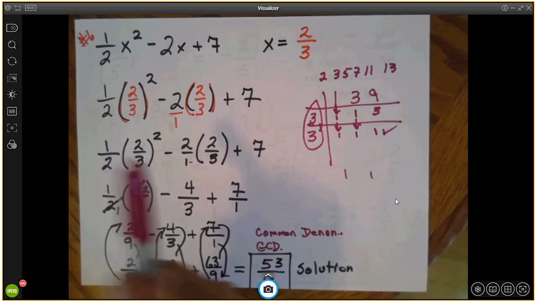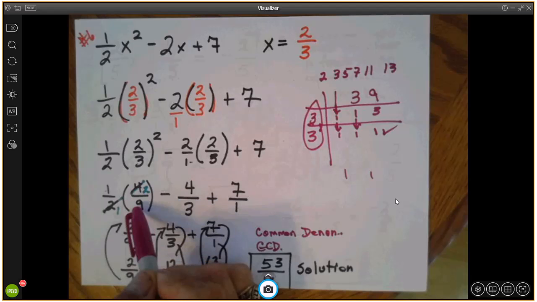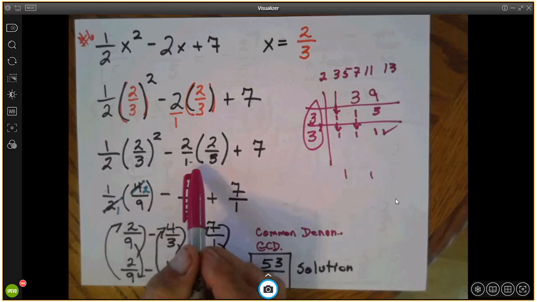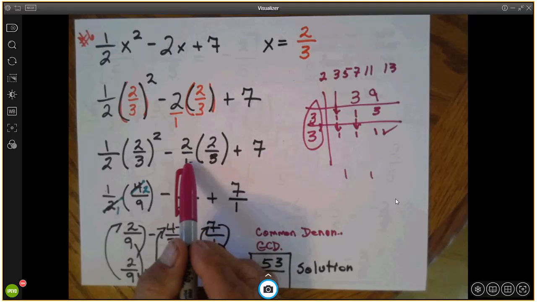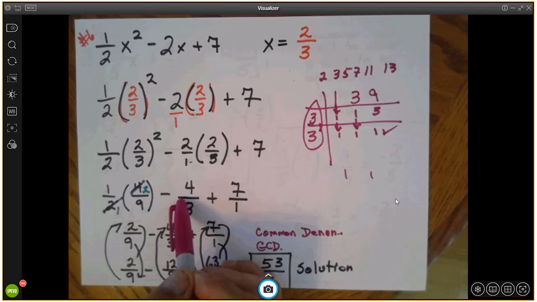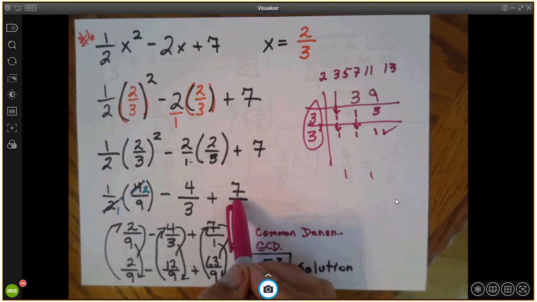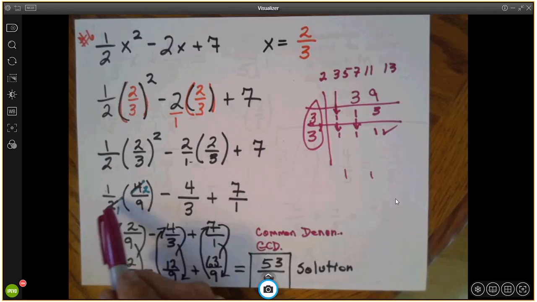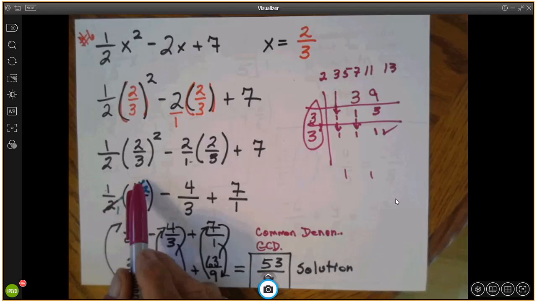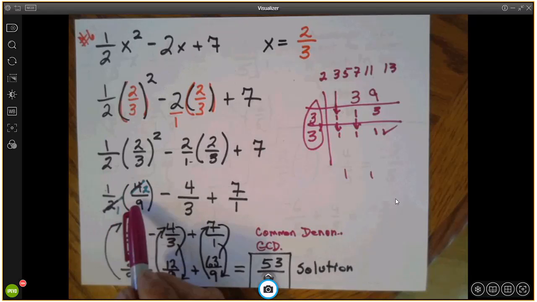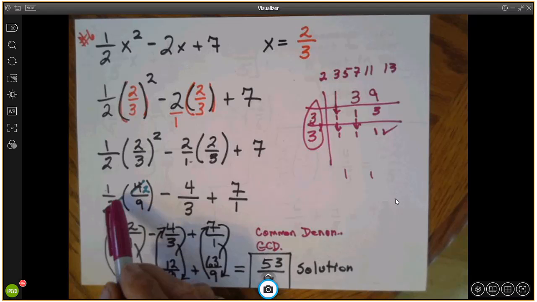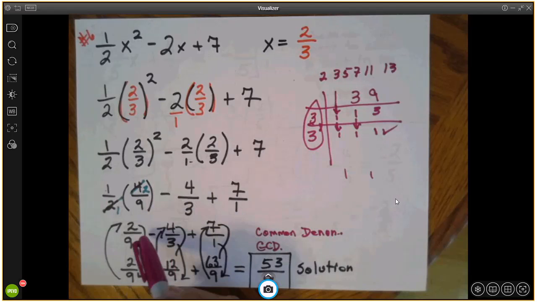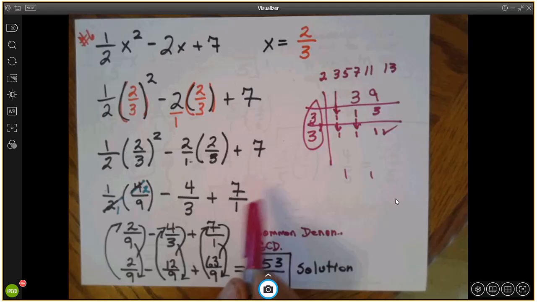2/3 squared is 4/9. 2 times 2 is 4. 3 times 3 is 9. Then the 7/1, I just bring it down. I can cancel, or I can do 1 times 4 and 2 times 9 and then reduce that. Either way, you're going to get 2/9. And bring the 4/3 down and the 7/1 down.